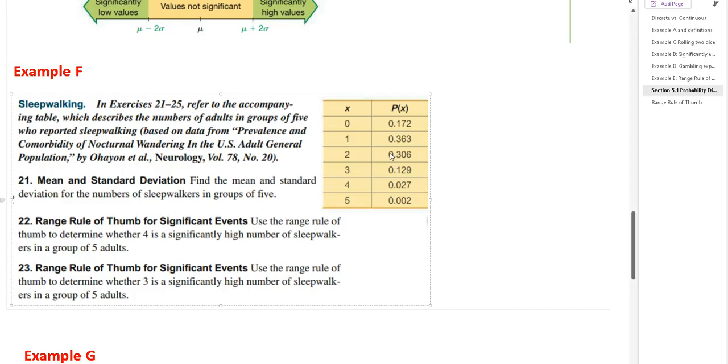I don't know. In any case, our goal is to calculate the mean and standard deviation of these groups and then use a range rule of thumb to identify significantly high and significantly low. So that's our goal. We can ignore pretty much the rest of this stuff and just focus on the goal.